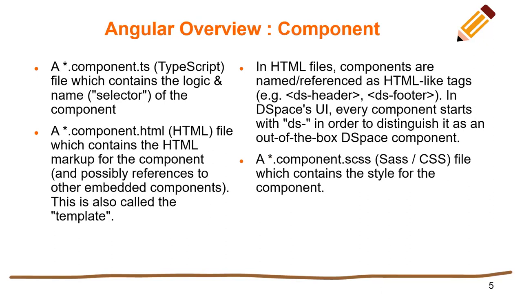So it has components, like star dot component dot ts. TS is basically the TypeScript file which contains the logic and the name of the selector of the component. Then component dot HTML, the file which contains the HTML markup for the component. And in the HTML file, components are referred to by names like ds-header, ds-footer. Okay. So it is specific to that one.